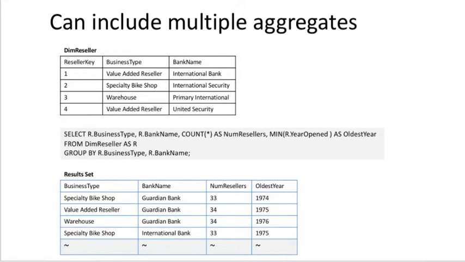Besides that, the group by can include multiple aggregate functions. Previously, we just had the count star as the number resellers. Currently, we introduce a new aggregate function or aggregate calculation, the min of the year opened as the oldest year. And you will see in the result set, we have two different columns of the aggregate calculations and two columns based on the group by columns.